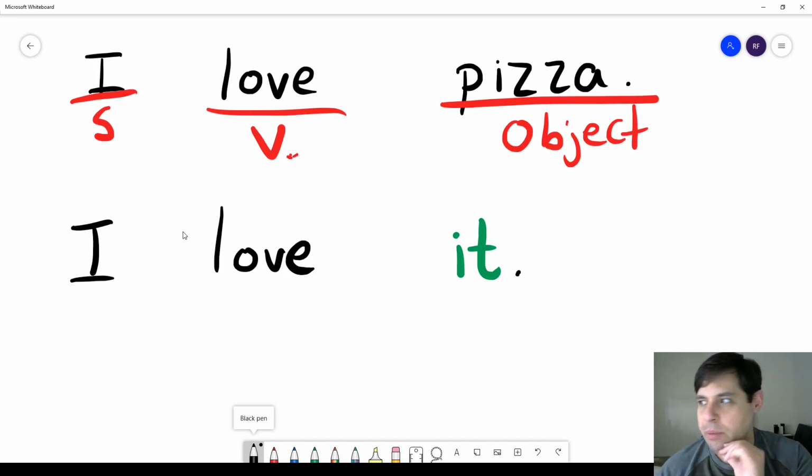I can say, for example, well, she cooked pizza. I love pizza. See how we are repeating ourselves? So we don't want to repeat ourselves. We don't want to repeat many times. Pizza, pizza, pizza. No. We say, she cooked pizza. I love it. Okay?